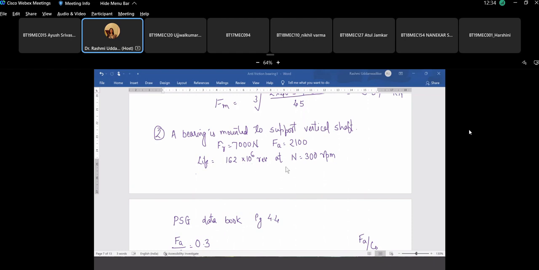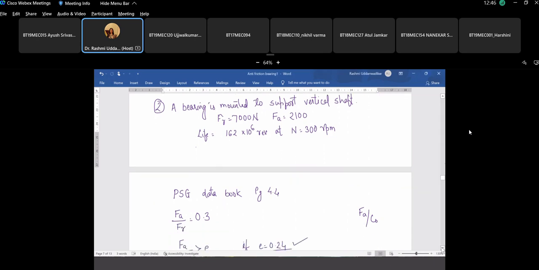We are solving this problem from PSG design data book, and the next problem we'll solve from Shigley design data book. In page number 4.4 of PSG design data book, for the type of bearing, deep groove ball bearing, the ratio for FA by C0 is given, and this you can use if you know the kind of bearing. If you know the bearing from the design data book, you know the value of C0, where C0 is the static load carrying capacity. But since here the bearing is not known, we do not know what is the value of FA by C0. But we have FA and we have FR.